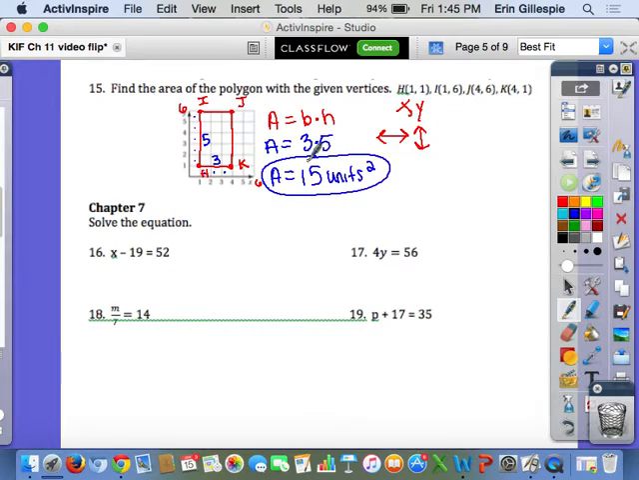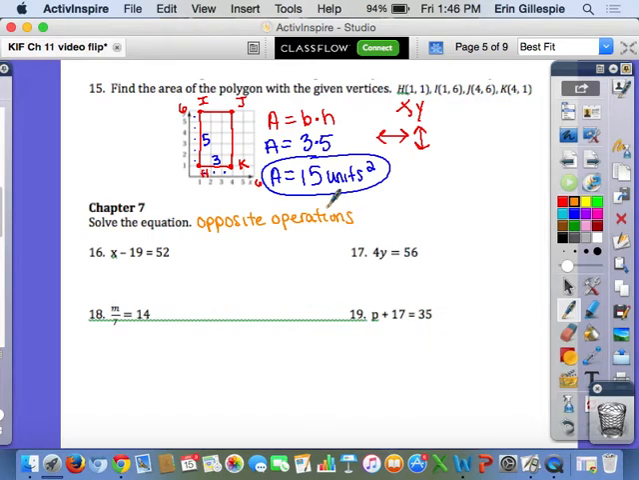We're moving on to chapter 7 questions, equation solving and inequalities. Number 16 says x minus 19 equals 52. Our directions are to solve that equation. So remember, the key with solving equations is opposite operations and doing the same thing to both sides to isolate the variable.